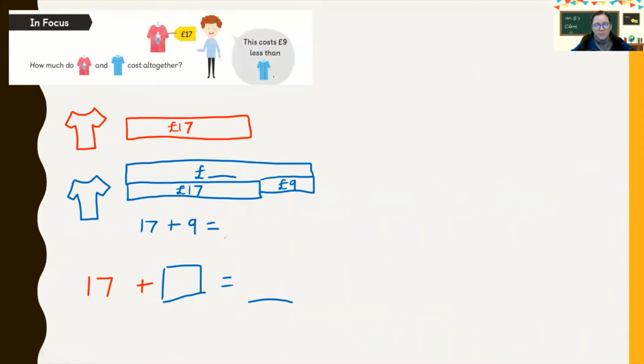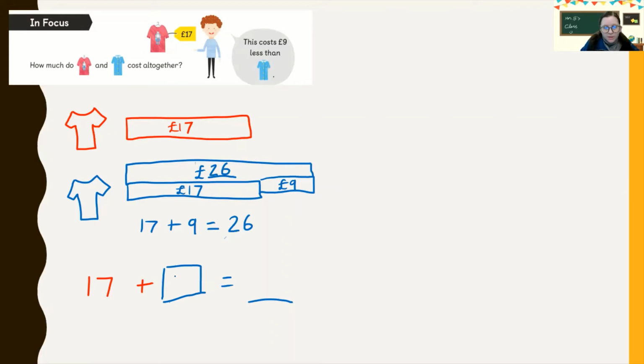Okay, did you manage it? So when you're adding 9 to a number, you could think of it as adding 10 and then taking 1 away because 9 is 1 less than 10. So what is 17 add 10 if you're only adding 1 in the tens column? 27. And then we take away 1 because we're actually adding 9. What's 27 take away 1? 26. Well done.